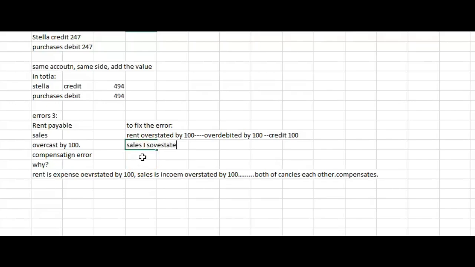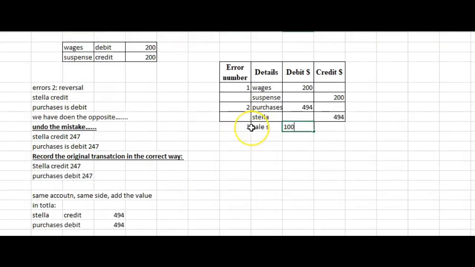Sales is also overstated. As sales is a credit account, this means it has been overcredited by $100. To correct an overcredit, we must debit the sales account with $100. Therefore, the correcting journal entry is debit sales $100 and credit rent payable $100. This adjustment removes the excess from both accounts while keeping the double entry principle intact.